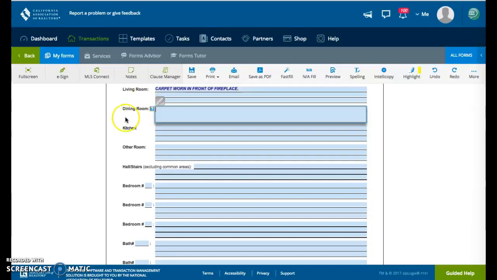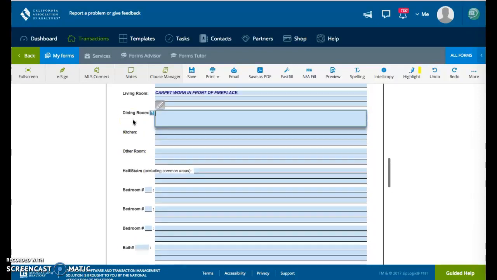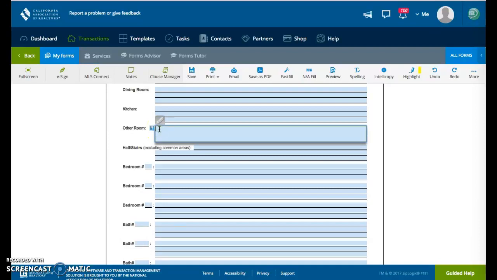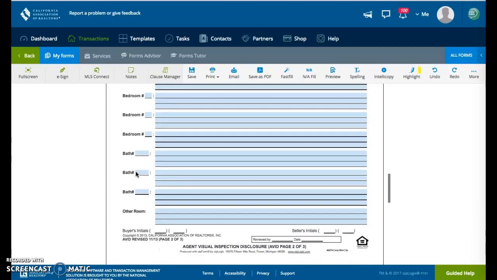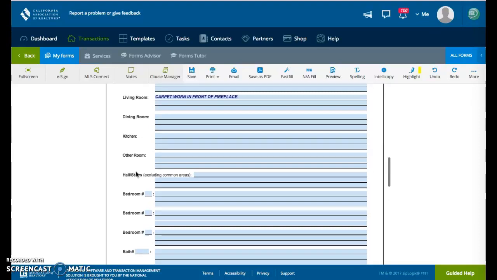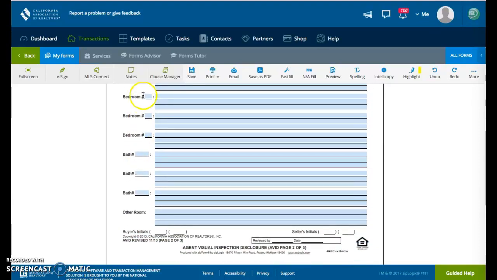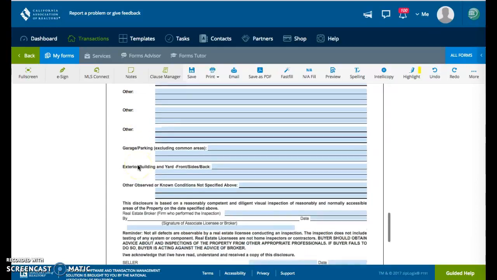So going further down, you just go through all the different rooms, and it's basically supposed to include every single part of the house. We've got other rooms for extra rooms, maybe like a breakfast nook or something like that. You've got halls and stairs. You've got bedrooms and bathrooms. If you don't have enough entry space, say there's 4 bedrooms and there's only 3 entries for bedrooms here, you go down here to other, and you can add more rooms.